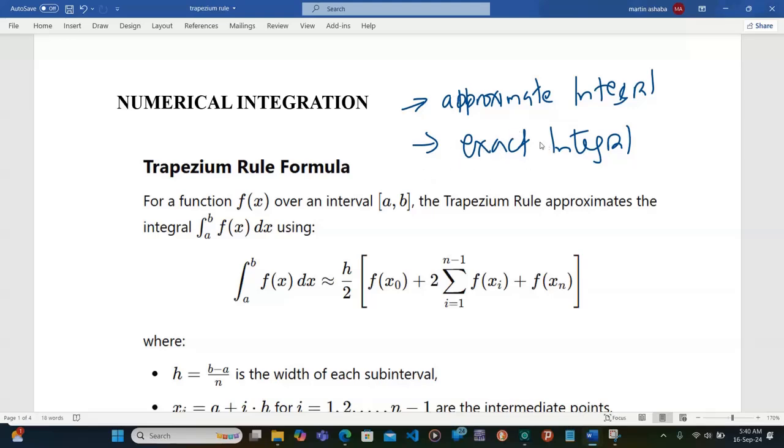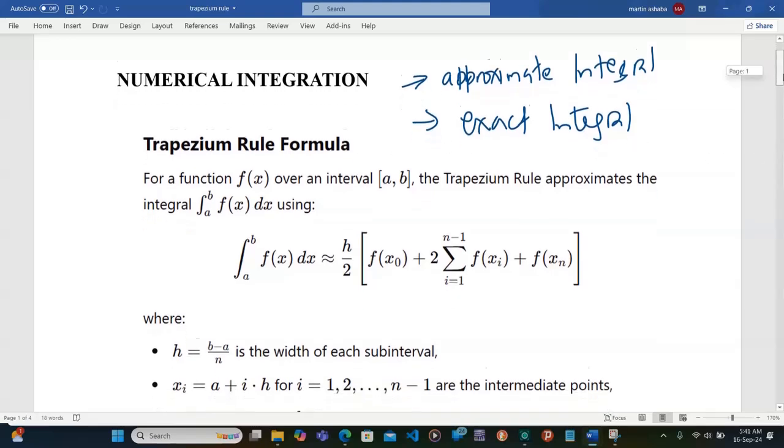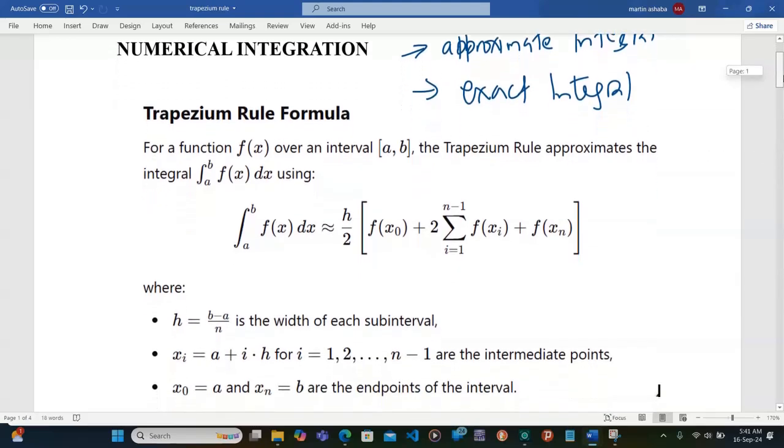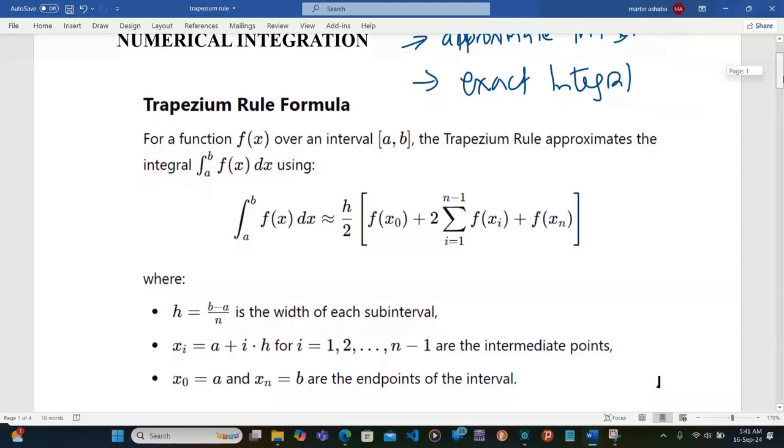and of course it is also an application of integration. So now we are going to be looking at a number of methods, and in this discussion we are going to be looking at the trapezium rule formula. How to apply the trapezium rule and how to derive it is going to be part of this discussion.